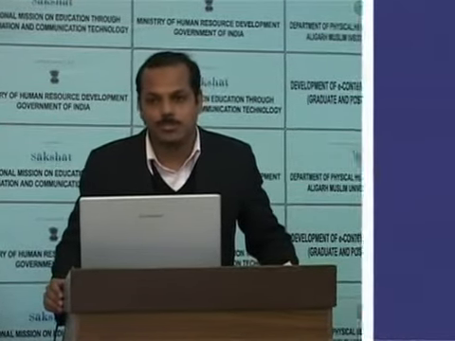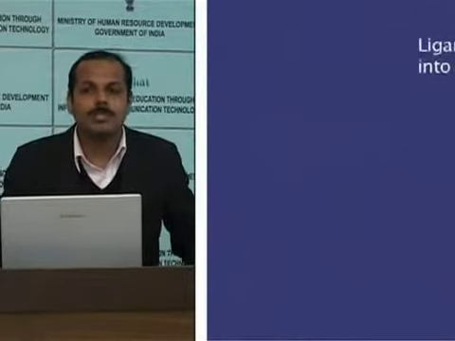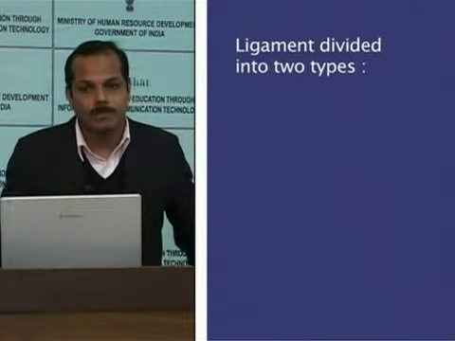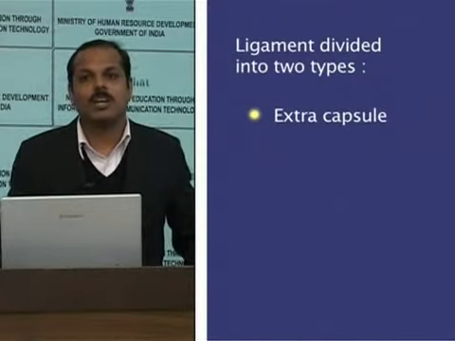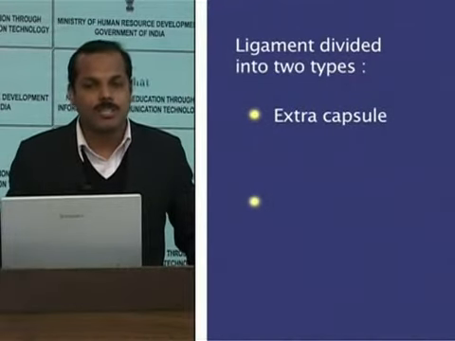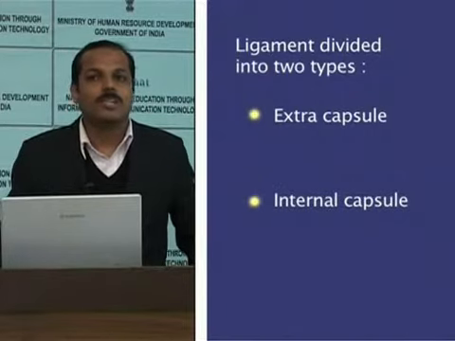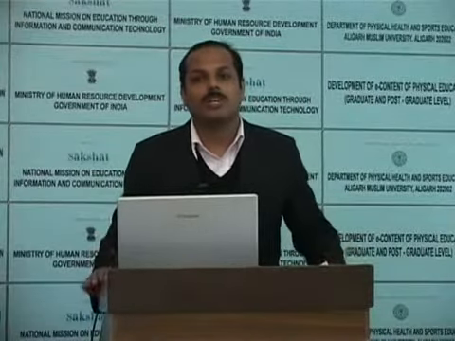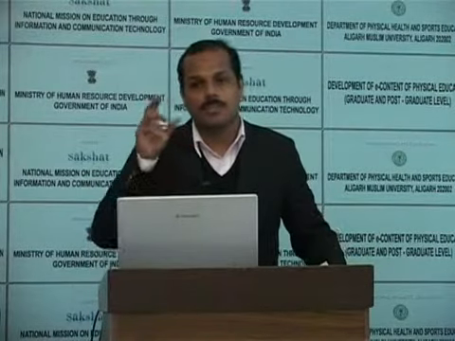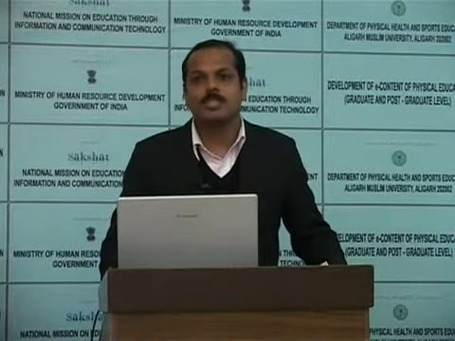Now, we will go through the different ligaments of the joint. These ligaments are other structures which improve the stability of the joint. There are two types of ligaments seen in the hip joint: extracapsular and intracapsular ligaments. Extracapsular means the ligaments seen outside the joint, and intracapsular means the ligaments seen inside the joint.